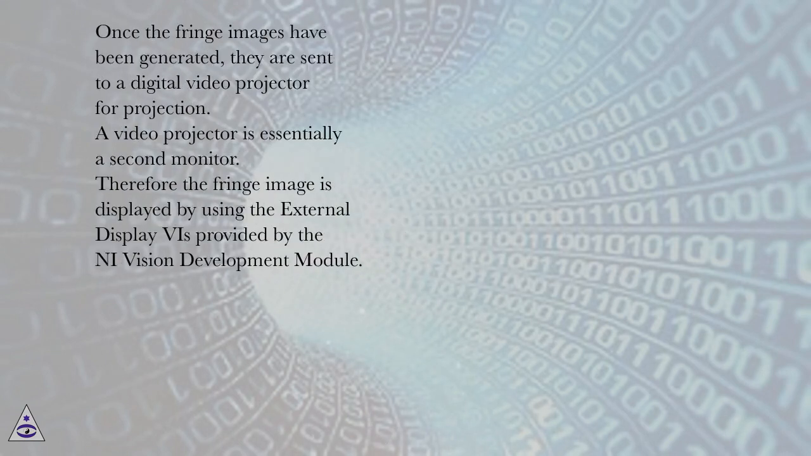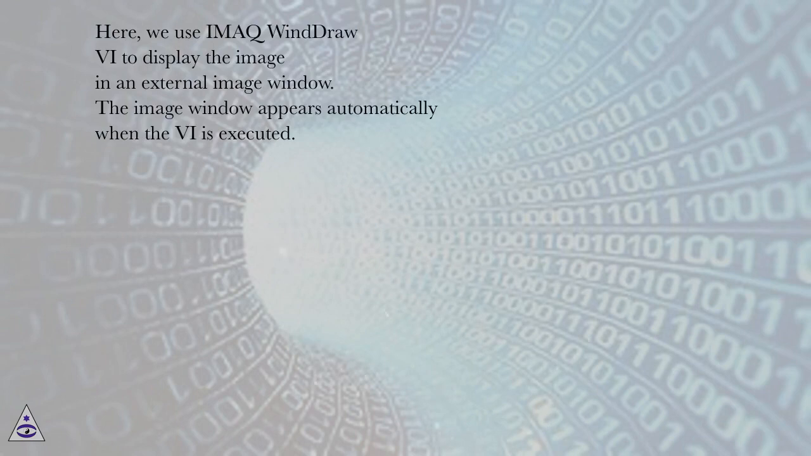Once the fringe images have been generated, they are sent to a digital video projector for projection. A video projector is essentially a second monitor. Therefore, the fringe image is displayed by using the external display VIs provided by the Vision Development module. Here, we use a MacWinDraw VI to display the image in an external image window. The image window appears automatically when the VI is executed.